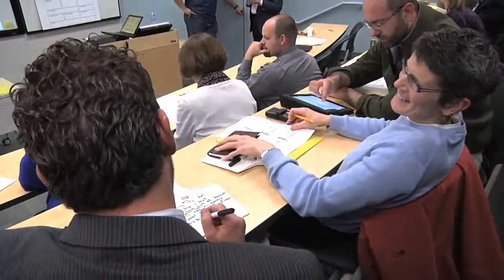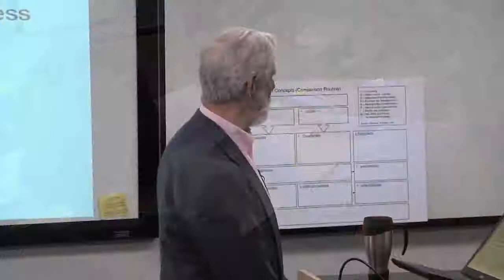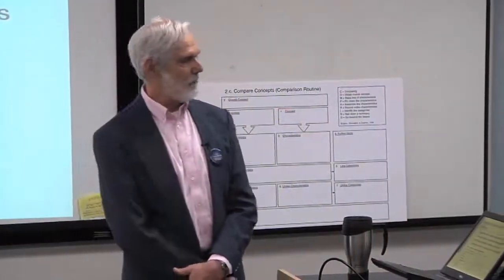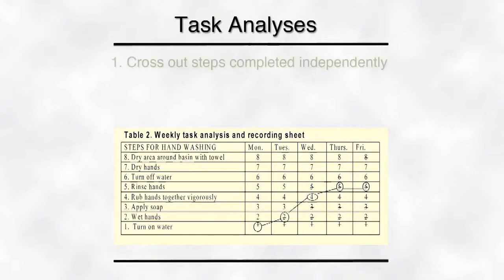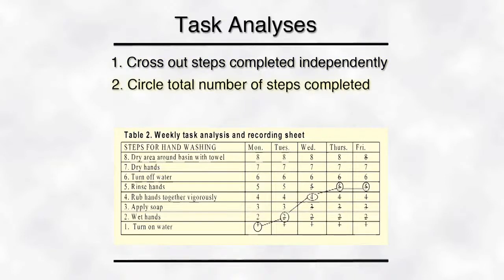A nice thing about this approach is if you do it from the bottom to the top, in this case I have a task analysis for hand washing. If you look at this you'll see that what we can do is cross out the steps for this hand washing routine that are completed independently. And then you circle the number of steps that are completed on that day. The next day, you can see we've crossed out steps 1 and 2, and we circled 2 for the total steps that were completed on that day.